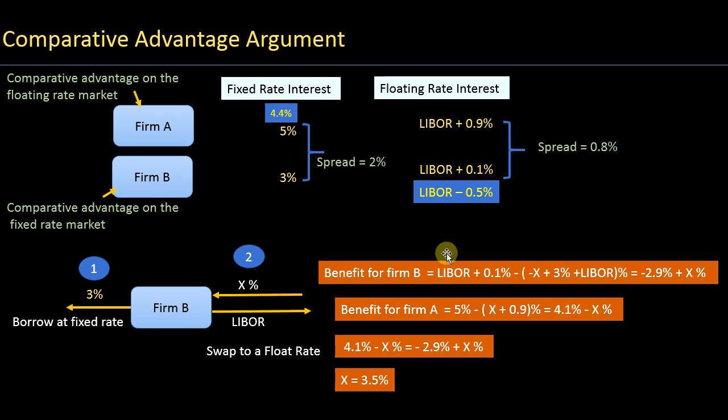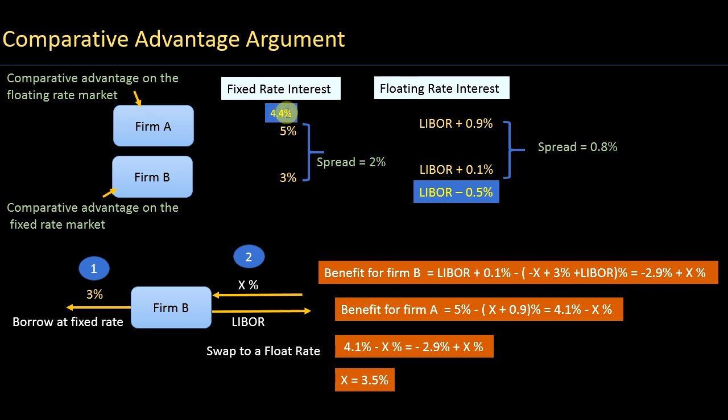So what does that mean? Now you can see that if firm A would have directly gone to the fixed rate market, firm A would have got 5%, borrowed at 5%. But instead of doing that, firm A took advantage of the floating rate market, because that's where firm A has a comparative advantage. In other words, borrow at LIBOR plus 0.9%, and by entering into an interest rate swap, firm A was able to achieve 4.4%. You can see firm A was able to borrow at 4.4%.